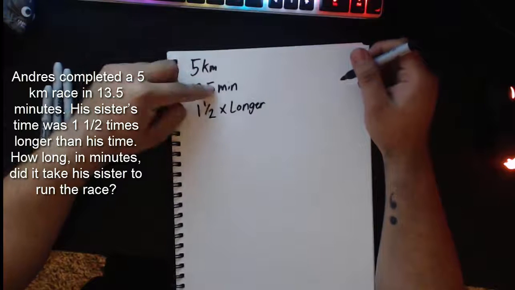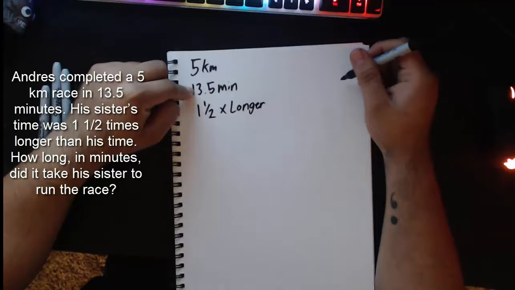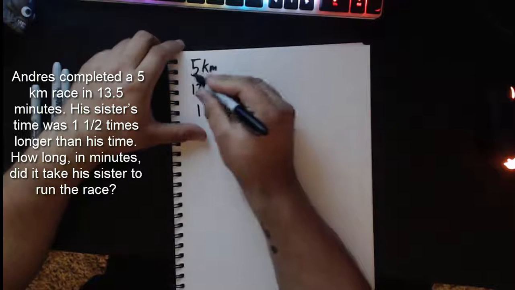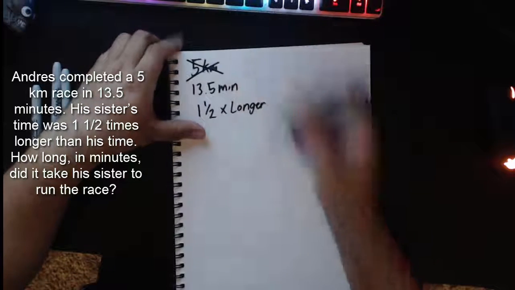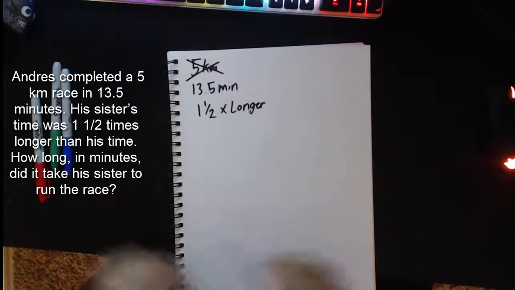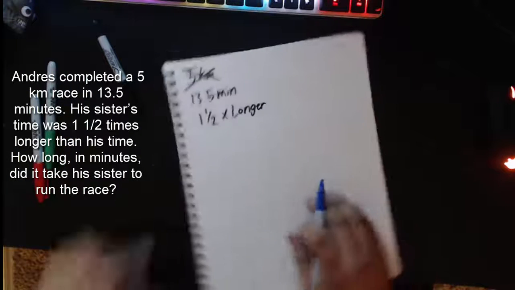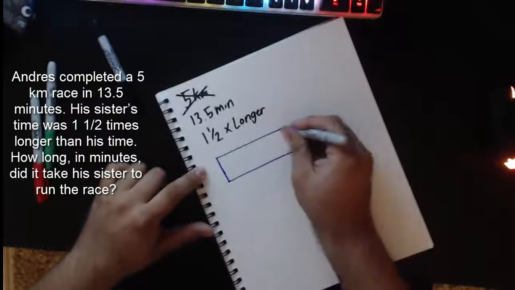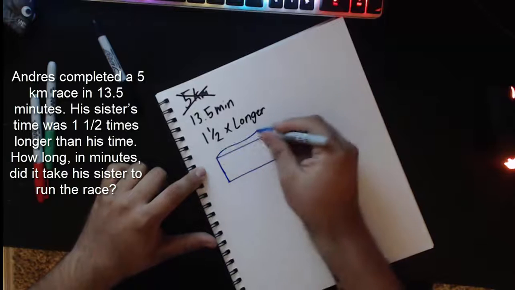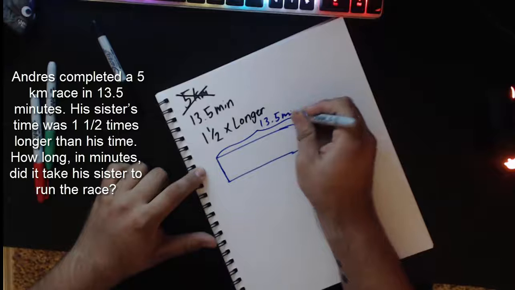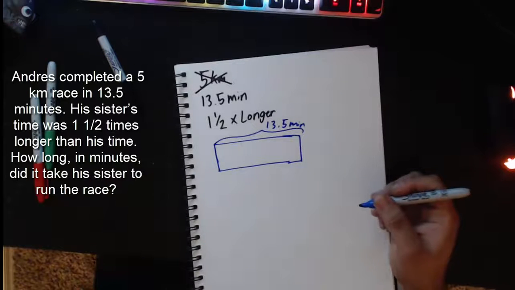Well, 13.5 minutes, that's in minutes already. So how long in minutes did it take his sister to run the race? Are we talking about the kilometers in the race? I don't think so. So I'm going to cross that out because we don't need that information. So let's go ahead and draw a tape diagram to show this. So here is the brother's time, which is 13.5 minutes. And that's how long it took him to complete the race.